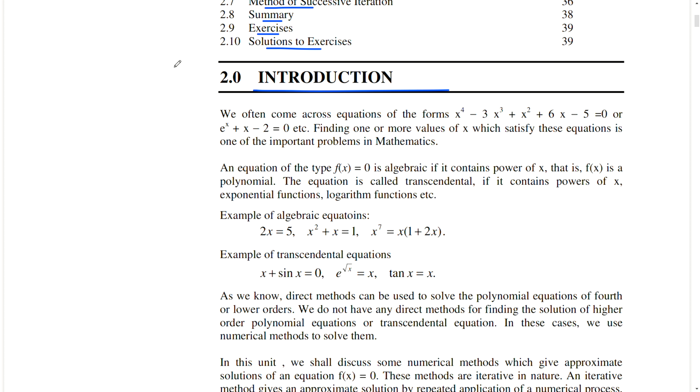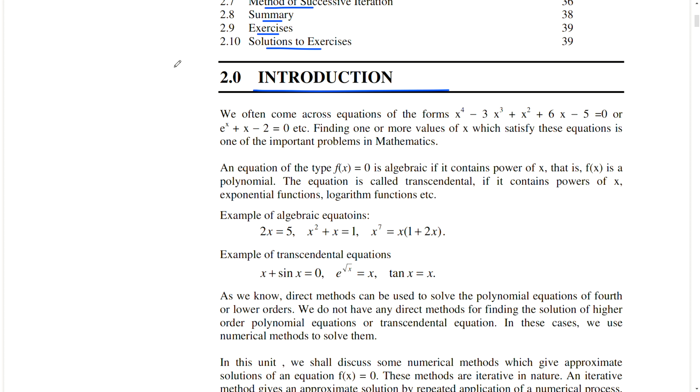An equation of the type f(x) equal to 0 is algebraic if f(x) is a polynomial. The equation is called transcendental if it contains exponential functions, logarithm functions, etc.